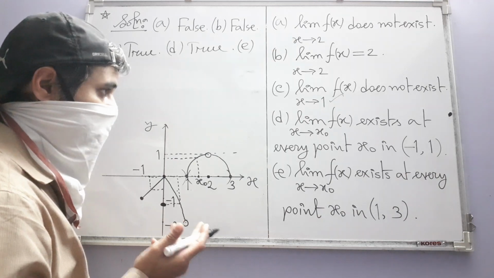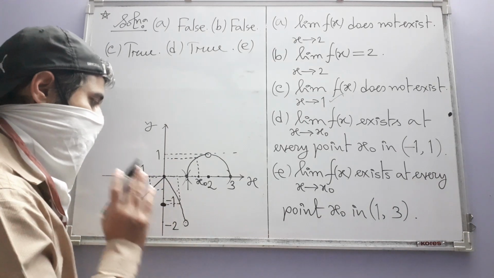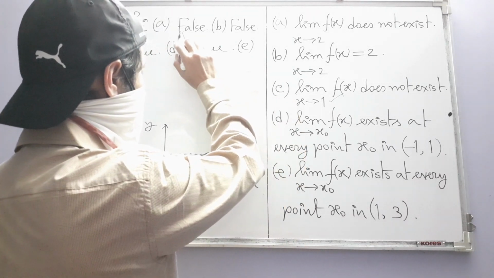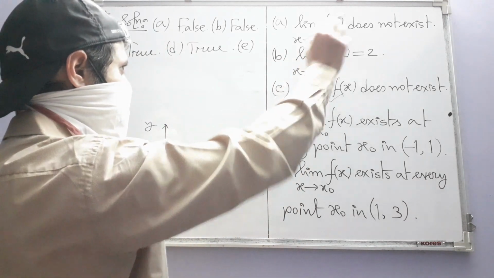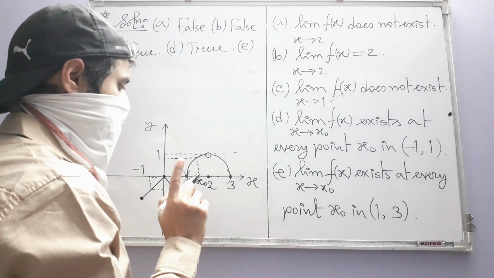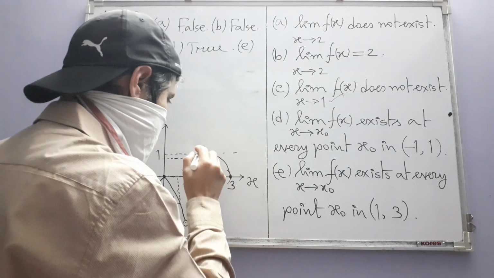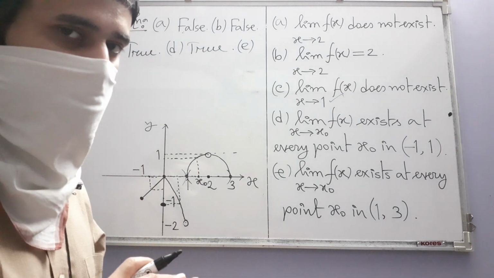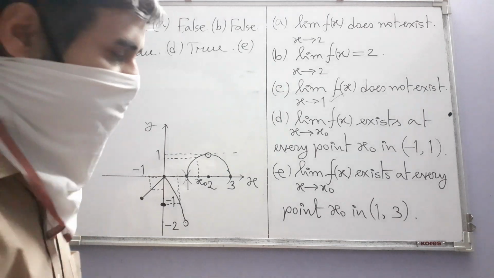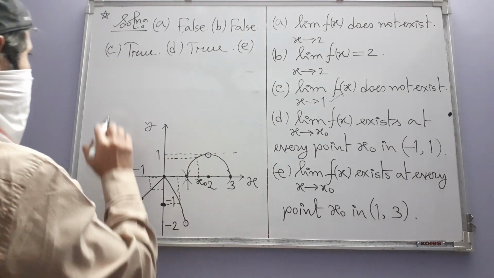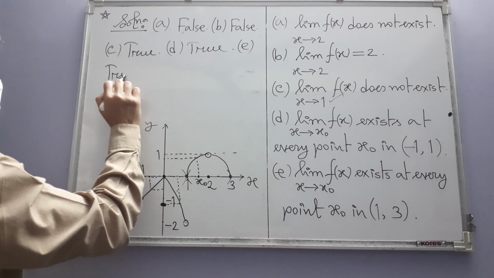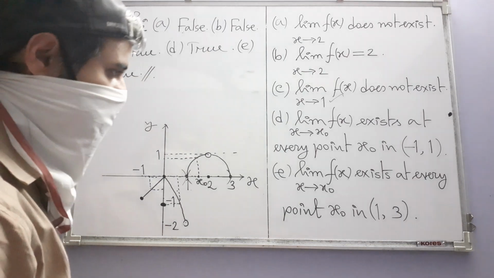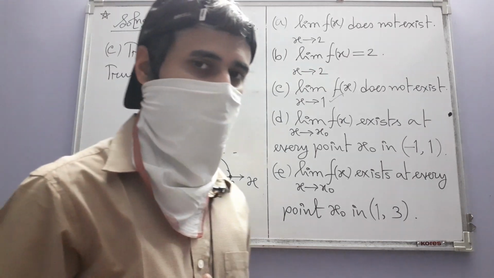And what happens at 2? At 2 we have already seen that the limit exists, and that is why this statement, which says that the limit does not exist, is false. The value is not 2, the value is 1, but the point is that the limit exists. So E is also true. That completes this solution. And I end the video here itself.